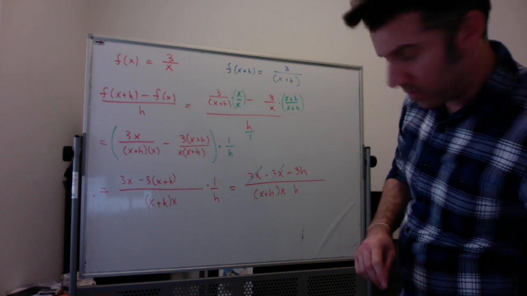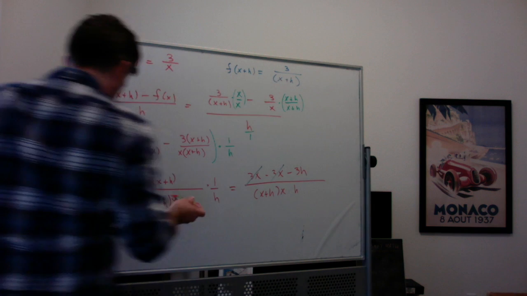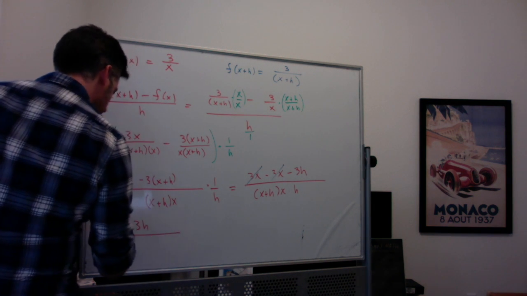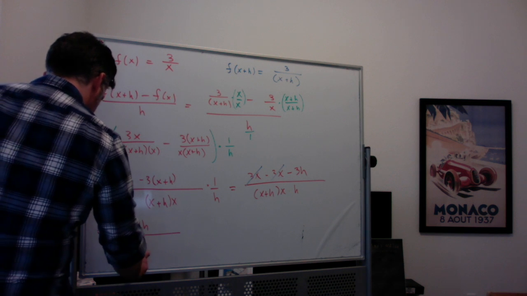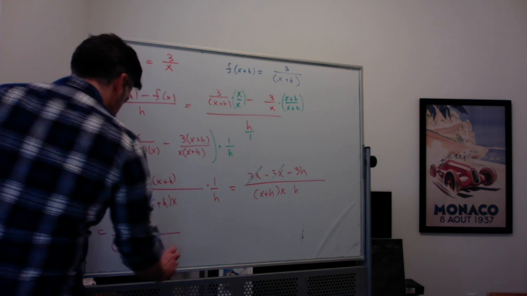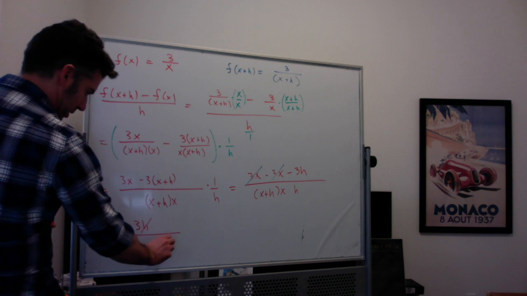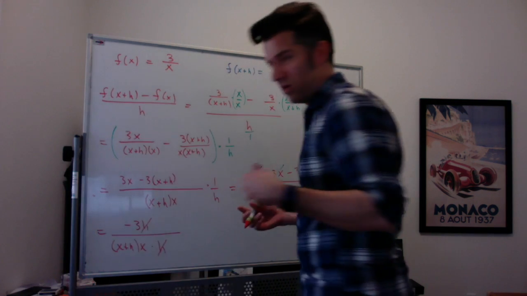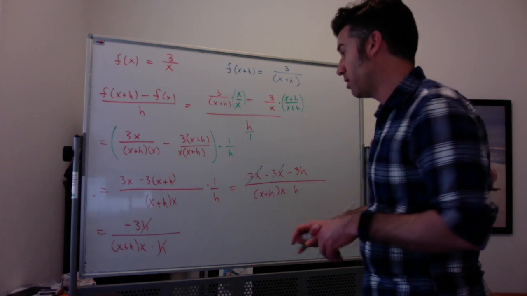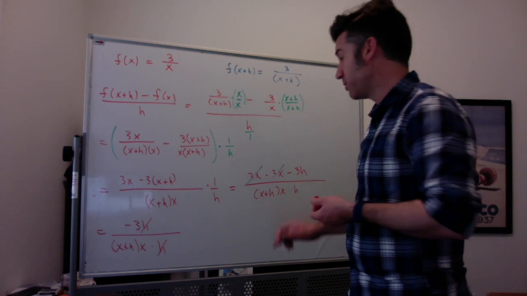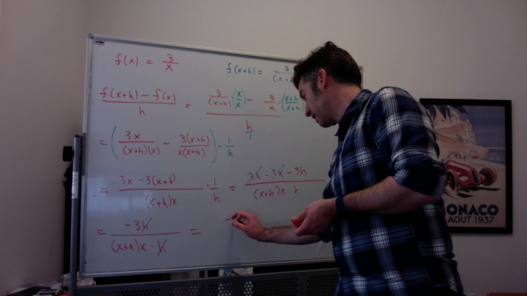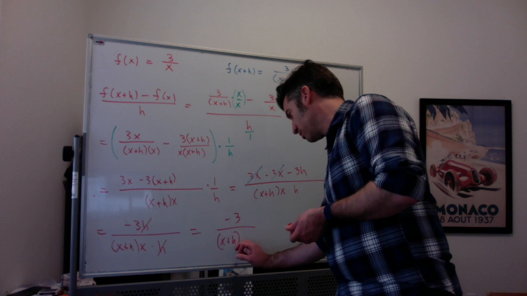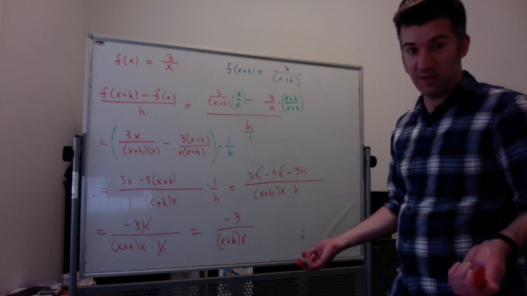And now I can rewrite this as minus 3h over x plus h times x times h. And this h here can cancel with that h there, right? The h's that are multiplied by everything. You don't have to factor an h here on top because there's only one term on top. And then finally, my answer is negative 3 over x plus h times x. And that's our final answer.